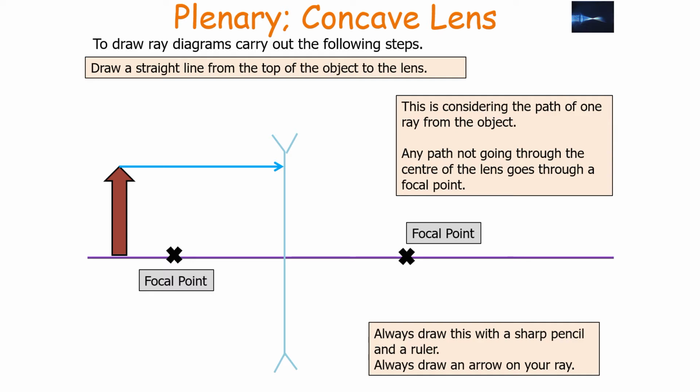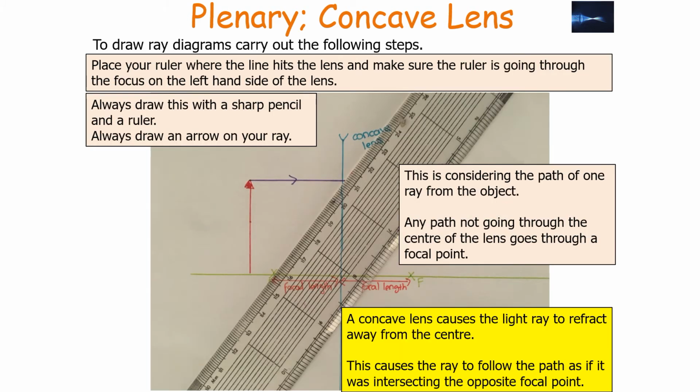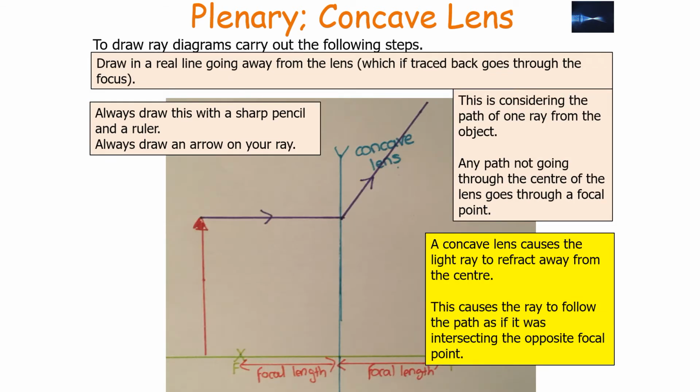So what will happen here is, if it was a convex lens, it will go through the focal point on the right hand side, but because this is a concave lens, it will go through the focal point on the left hand side. So what you would do is you place your ruler where the line hits the lens and make sure that ruler is going through the focus or focal point on the left hand side of the lens, and at this point you draw in your real line going away from the lens, which if traced back goes through the focus on the left hand side.